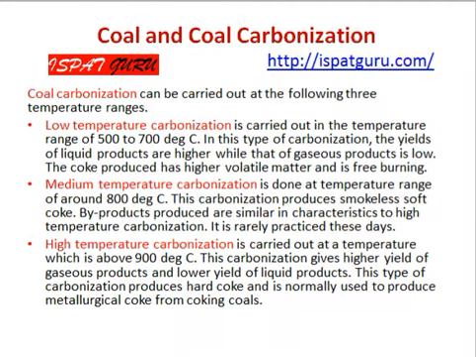High temperature carbonization is carried out at a temperature above 900 degrees centigrade. The carbonization gives a high yield of gaseous products and a low yield of liquid products. This type of carbonization produces hard coke and is normally done to produce metallurgical coke from coking coals.